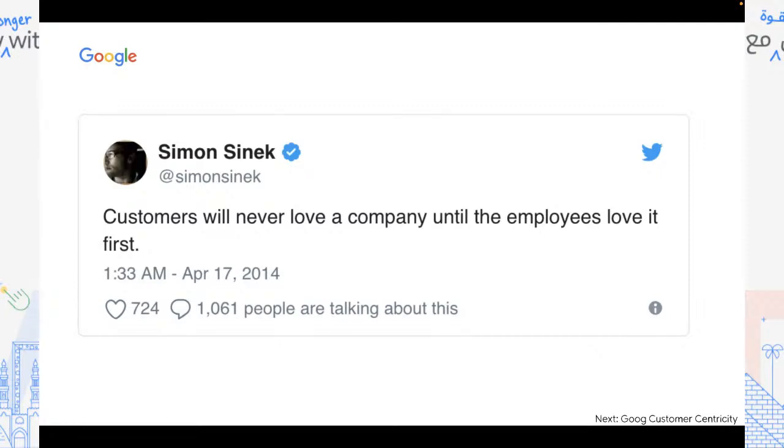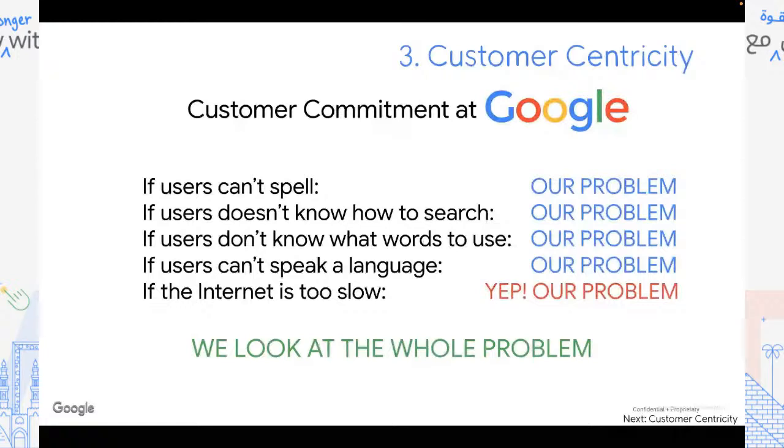But Simon talks about this idea that customers will never love a company until the employees love it first. So if you have employees who hate their company, there's no way customers are going to aspire to be like that company in any way, shape, or form. So it really speaks, again, to the heart of the culture that's being defined and whether people can aspire and relate to that particular organization or company. Let's press on.